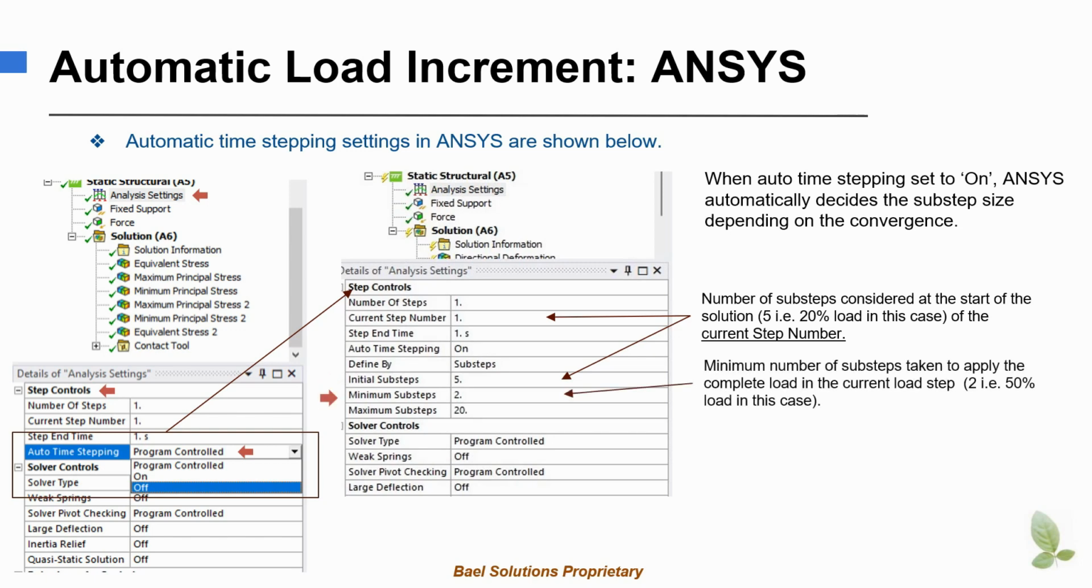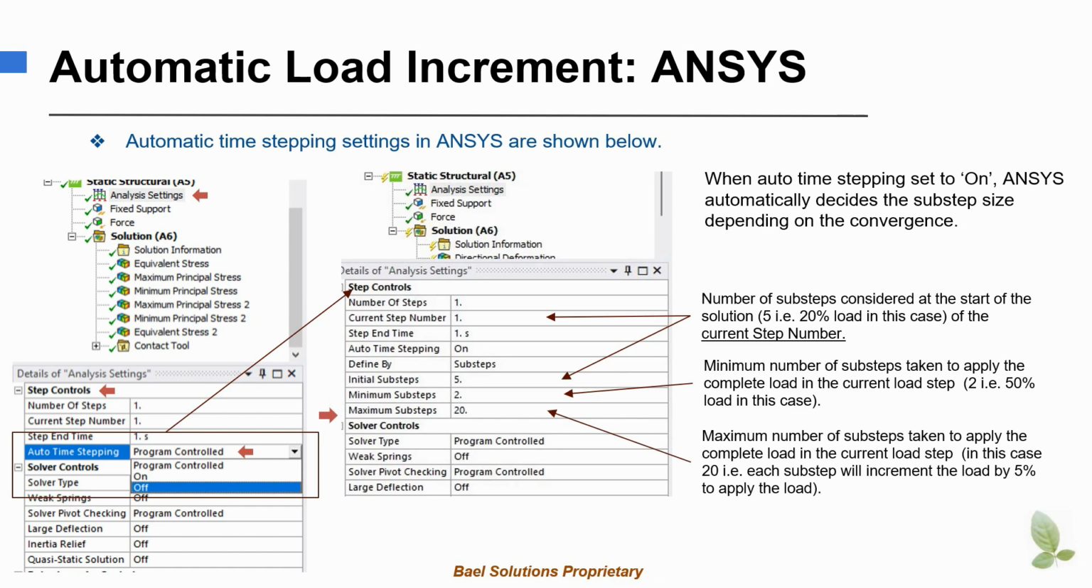Minimum Number of Substeps indicates the minimum number of steps the solver should take to reach the final load. For example, if the minimum number of steps is 2, then at least 2 substeps will be taken to apply the entire load. Therefore, a maximum of 50% of the total load will be applied in a single substep, while Maximum Number of Substeps indicates the maximum number of steps that a solver can take to reach the total load. For example, if the maximum number of substeps is 20, the ANSYS solver will take no more than 20 substeps to apply the total load. Thus, the smallest substep will have a load of 5% of the total load on the structure.